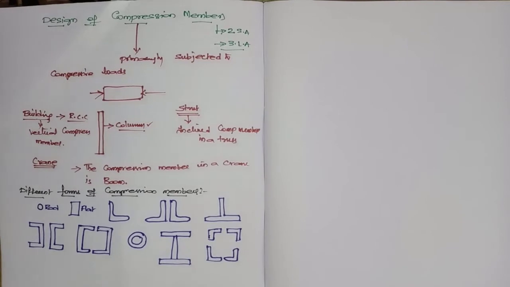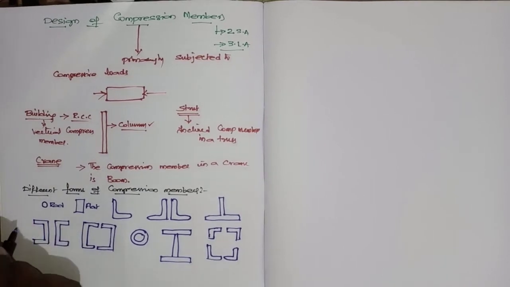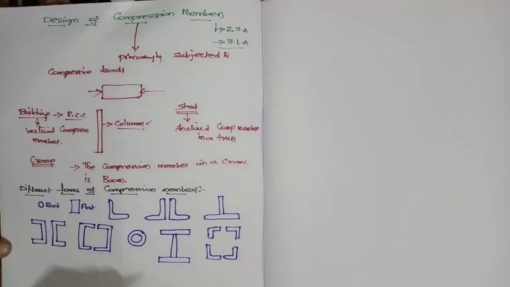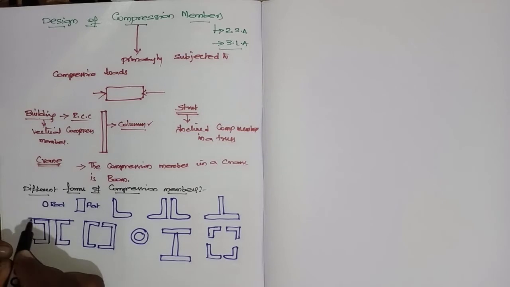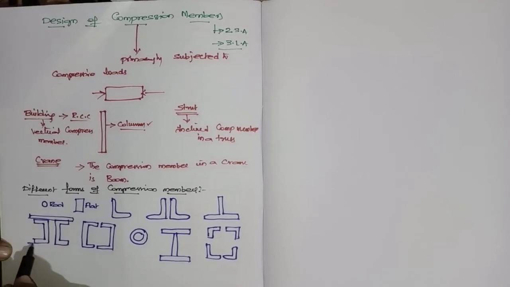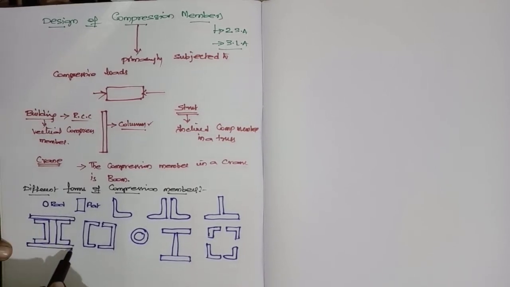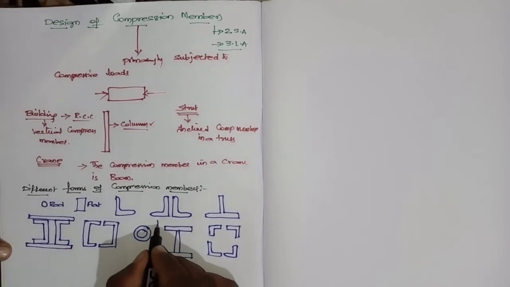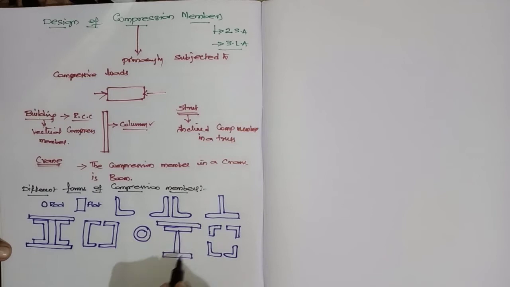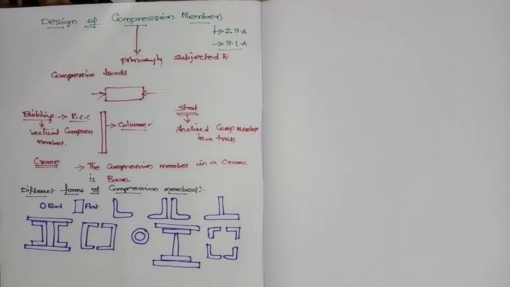Next, the same double channel sections with some plates, flange plates, can be used, and the I section can be used with extra flange plates, as with channel sections. These are the different forms.